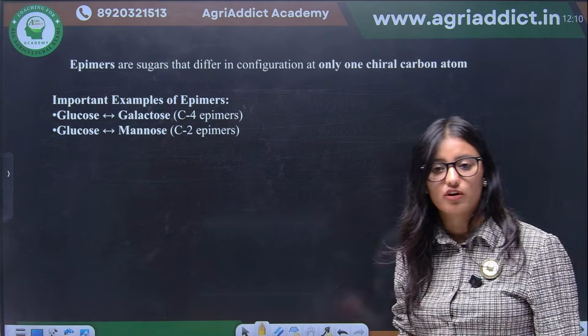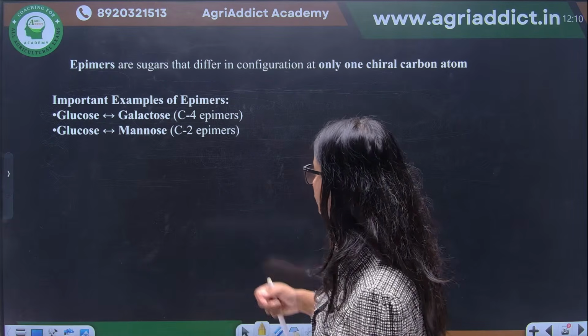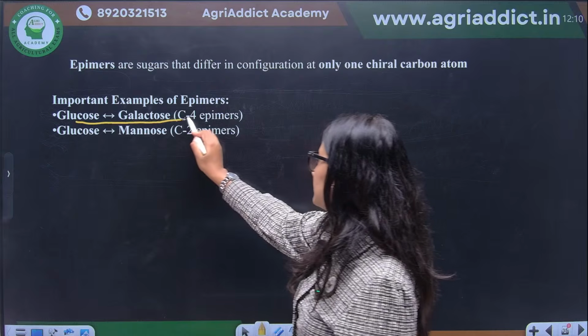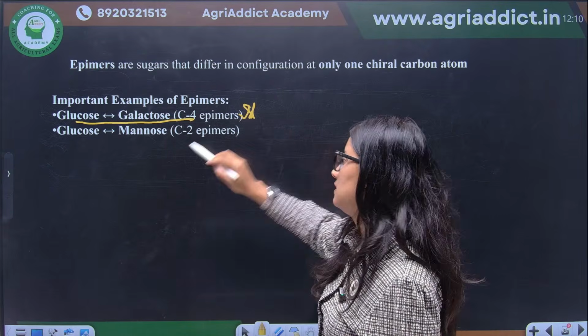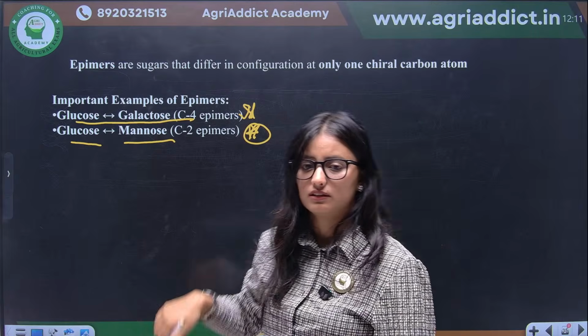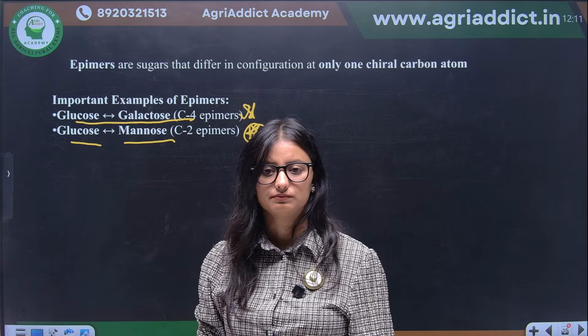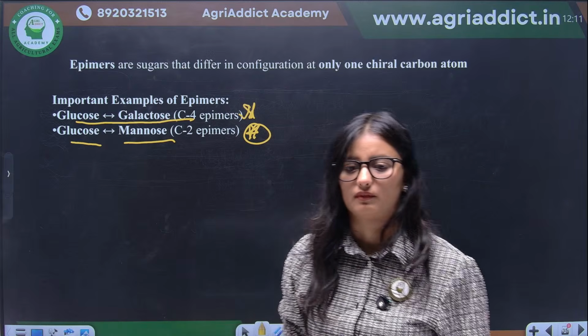कौन से वाले बॉन्ड पे? C4 पे, कार्बन 4 पे जो है इनका स्ट्रक्चर चेंज होता है. ग्लूकोज एंड गैलेक्टोज आर C4 epimers. ग्लूकोज एंड मैनोज आर C2 epimers. क्लियर है? ओके.